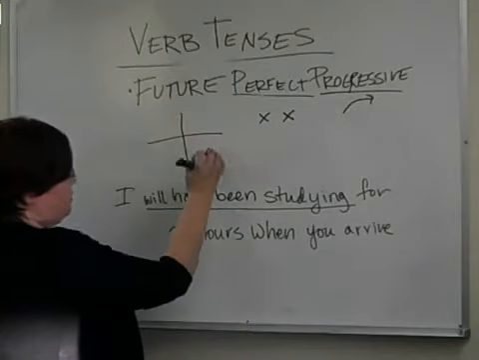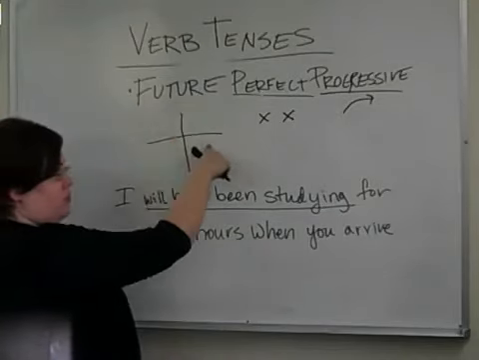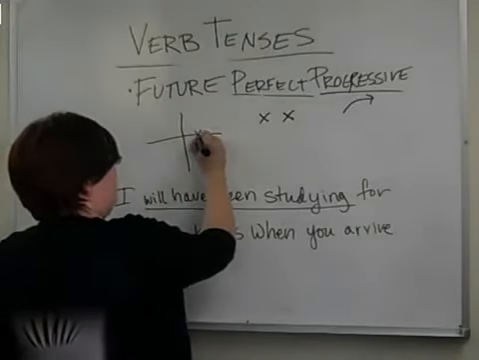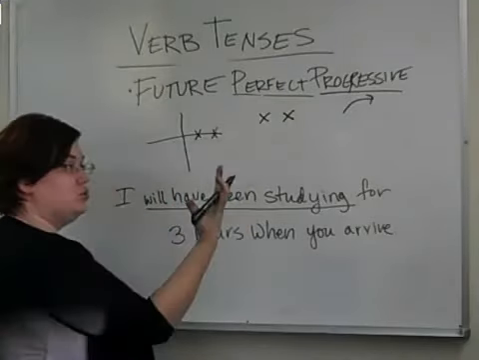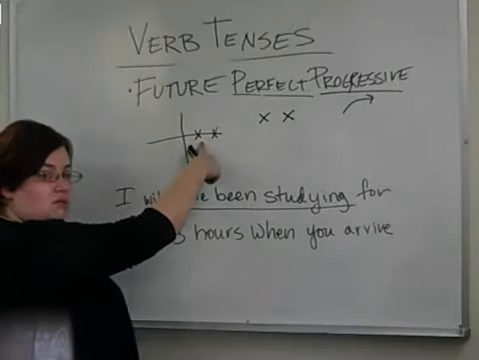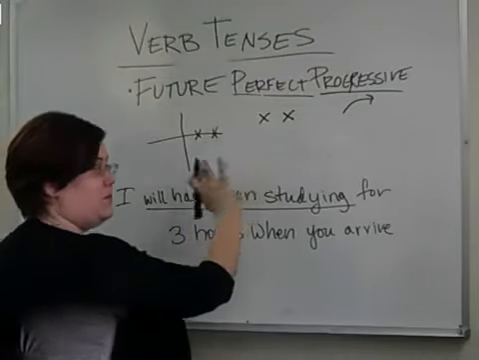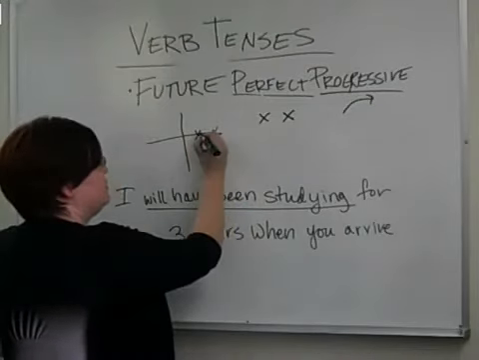progressive, I'll draw my little map. This is the present, here's the future, here's the past, right? So since it's the future, we put it here. Here are our 2 points in time. They're in the future. The future, I will begin studying at some point, right? And you will arrive at some point. Both of these things in the future. This one's first, right?